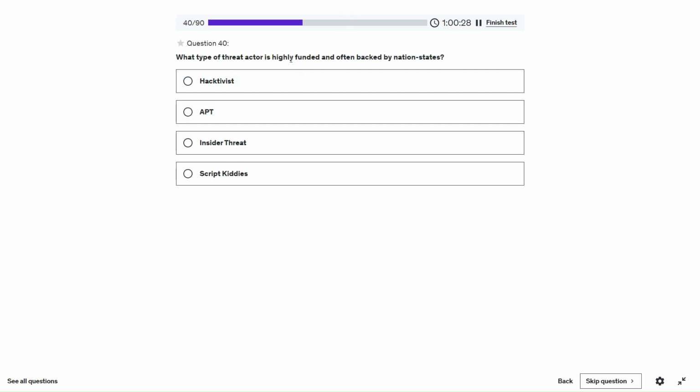What type of threat actor is highly funded and often backed by a nation state? Activists are doing it for their different firms but not on a big level, whereas advanced persistent threats are government-hired or government-backed hackers.